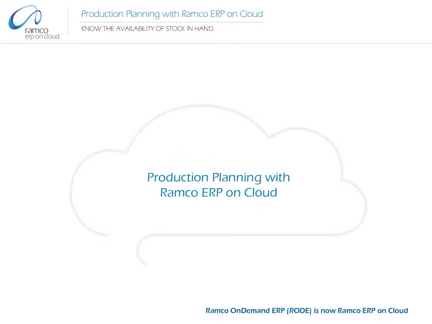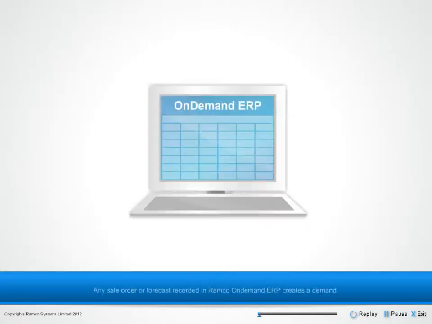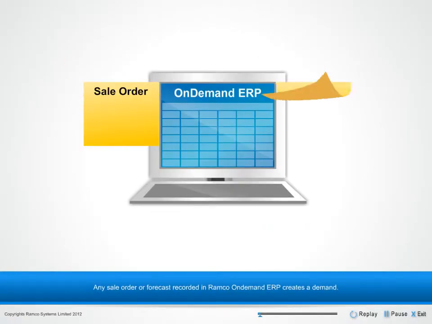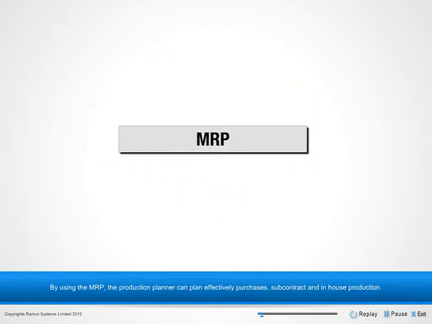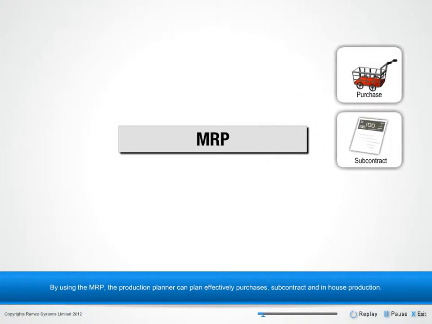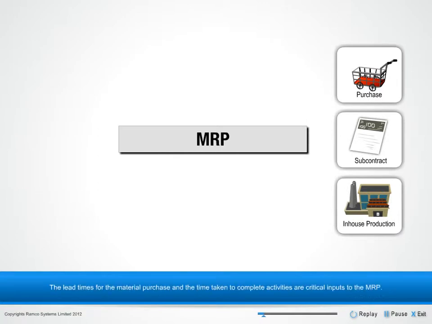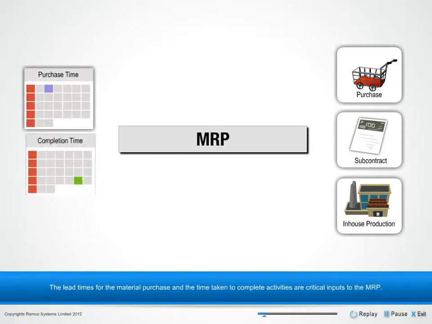Production planning with Ramco On-Demand ERP. Any sale order or forecast recorded in Ramco On-Demand ERP creates a demand. By using the MRP, the production planner can plan effectively purchases, subcontract and in-house production. The lead times for the material purchase and the time taken to complete activities are critical inputs to the MRP.